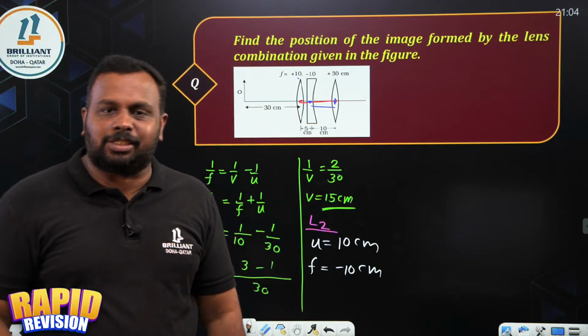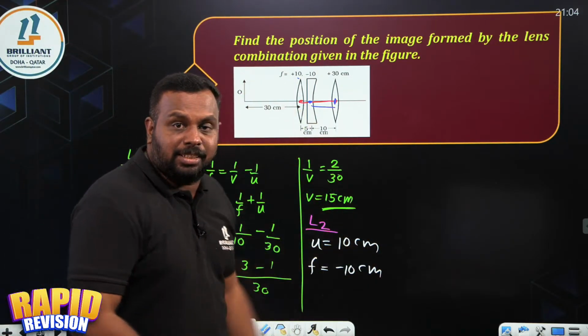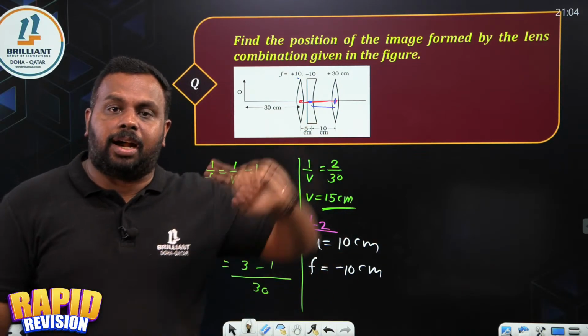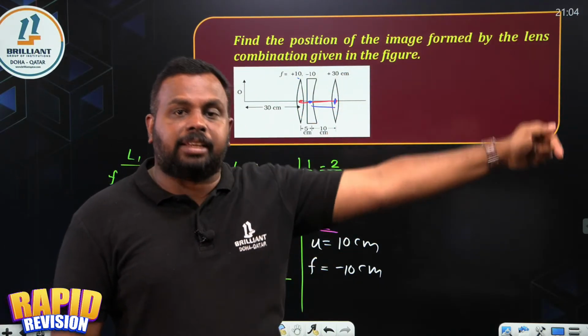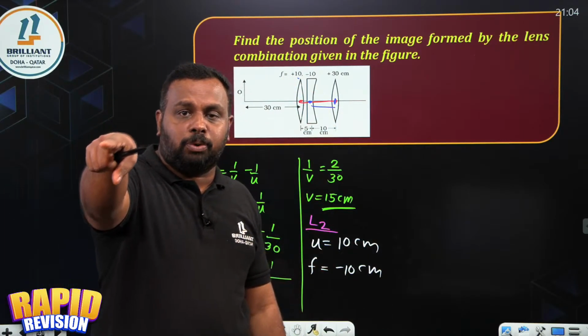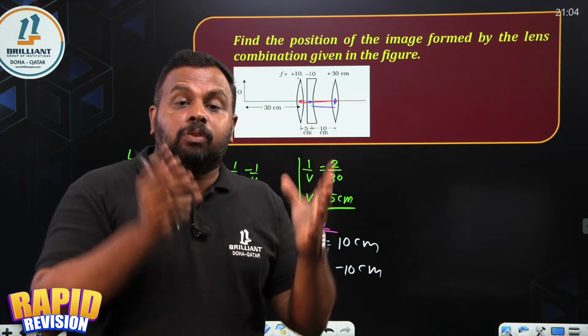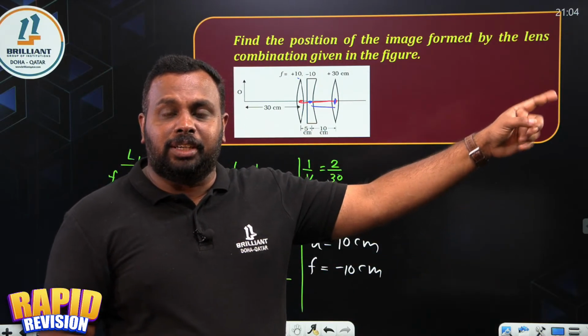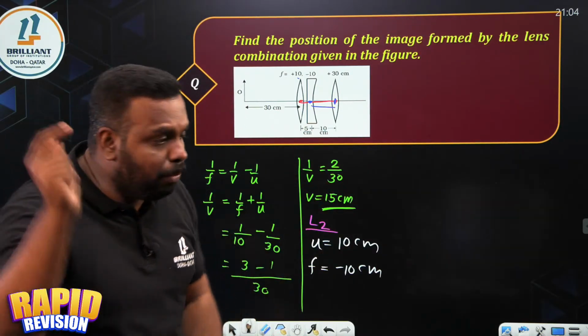Done. We got the final answer. We can easily find that the second lens will form the image at infinity. That image only will act as an object for the third lens. Got the point? So for the third lens, where is the object? Object is at infinity. If object is at infinity, where will be the image?